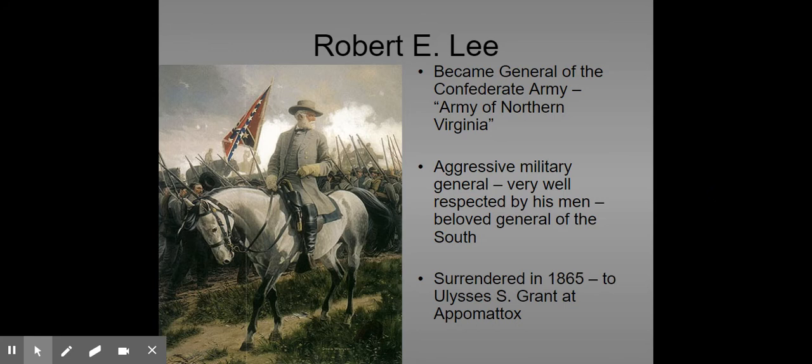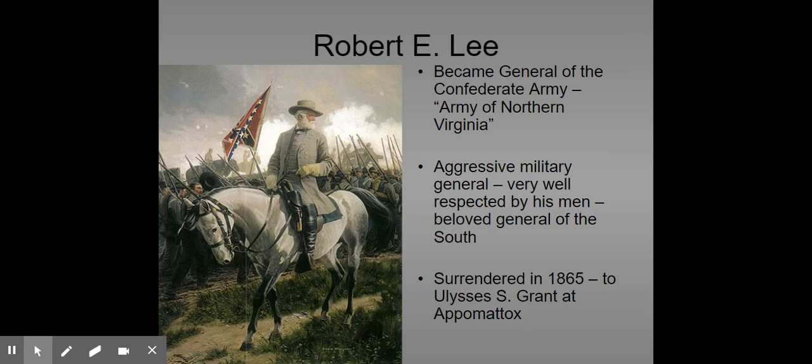He will surrender to Grant in 1865 at Appomattox Courthouse, and when he surrenders, for all intents and purposes, the war is over. There is serious discussion about putting him under arrest. He's not quite sure what's going to happen to him, but he's not imprisoned like Jefferson Davis was after the war. He will eventually wind up in Lexington, Virginia.